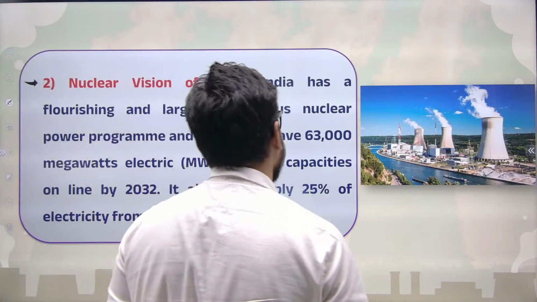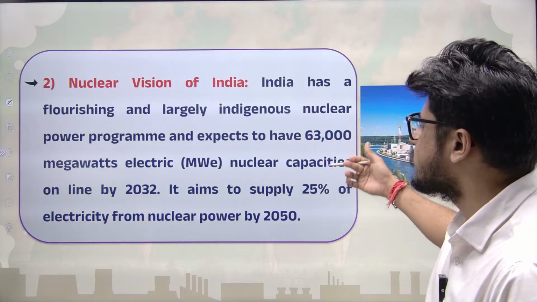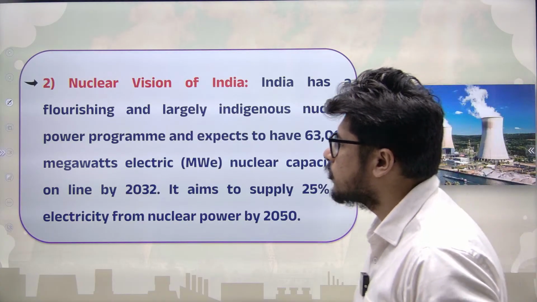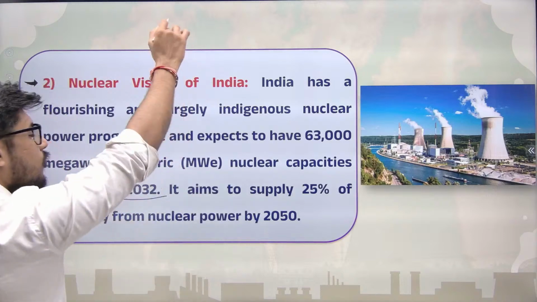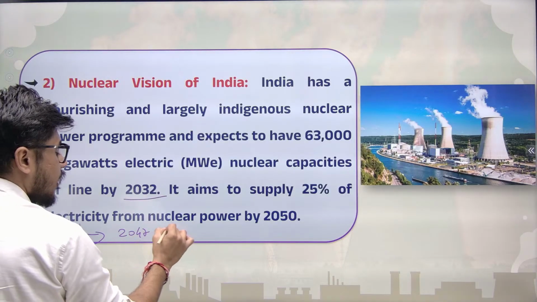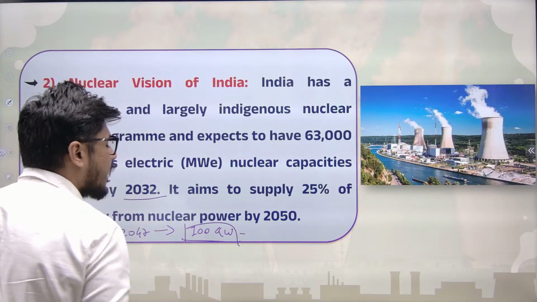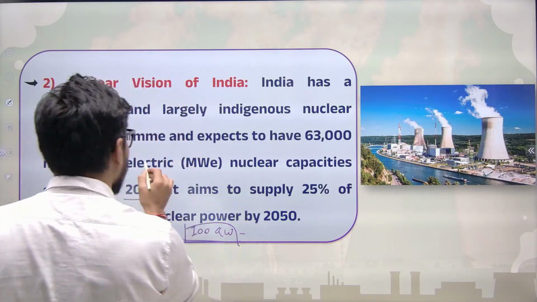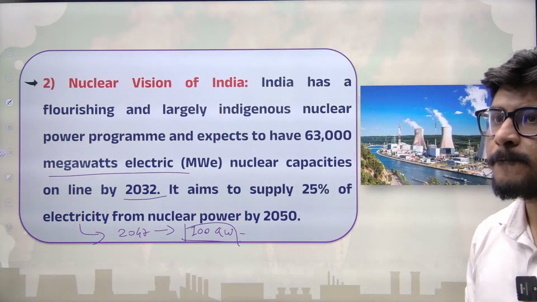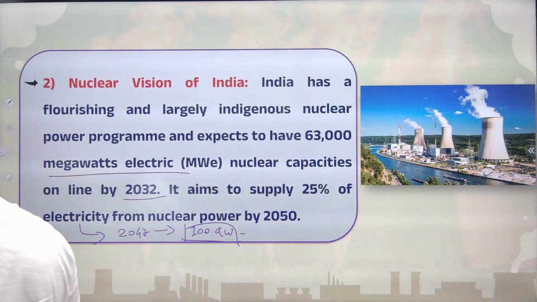What is the nuclear vision of India? India has a flourishing, largely indigenous nuclear power program and is expected to have 66,000 megawatt of nuclear capability in line by 2032. And we have expanded this target. Again, I am telling you, by 2047 we want 100 gigawatt capacity. That means 1 lakh megawatt capacity.